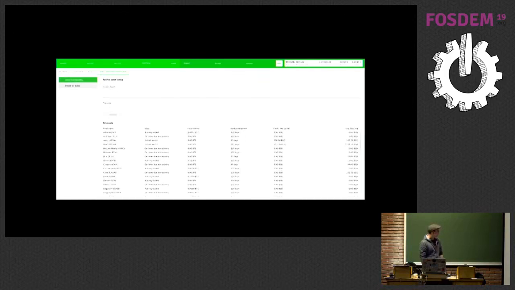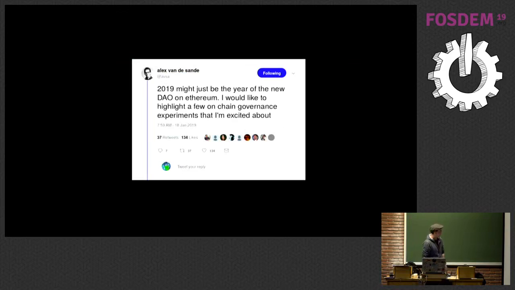Nowadays, when people speak about DAOs, there is this tweet from Alex van der Sande, I think from two weeks ago. He's an Ethereum developer, and this was a fantastic tweet. It's a series of tweets, and the first one says that 2019 might just be the year of the new DAO on Ethereum. I would like to highlight a few on-chain governance experiments that I'm excited about. And then he goes on through a few DAOs on Ethereum, and for each one of them, in a really nice few lines, he sums up what they do.